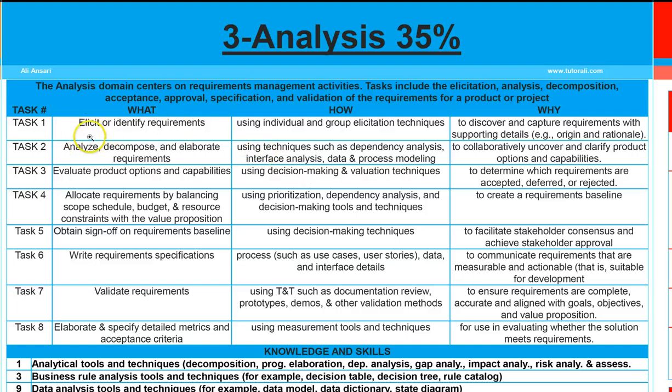The task 2 that we have over here is analyze, decompose, and elaborate requirements. So this is where all the decomposition, all the breaking down, all the analyzing is done on these requirements. And for doing this, we use techniques such as dependency analysis, as in how the requirements are dependent on each other. We do interface analysis, data and process modeling. Why we need to do that is to collaboratively uncover and clarify product options and capabilities.